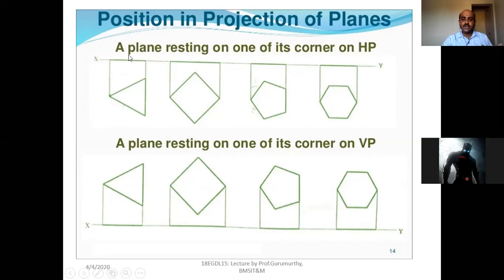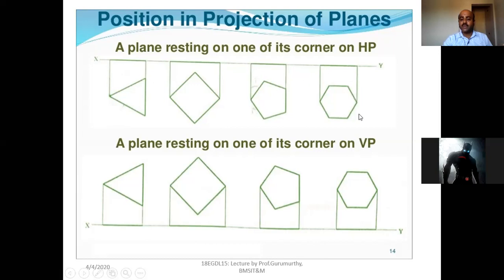This is the initial position of the different lamina which is resting on one of its corners on HP. So when you want to start a projection of planes problem for any of these laminas, this is the initial position. The first position should be like this. Look at the triangular lamina. The corner is coming to your left. When the edge was resting, the edge was to your left. Now, since the corner is resting, the corner should be on your left. Similarly, in the case of a square, the corner is resting, whereas previously the edge was resting. Similarly, look at the pentagon, the corner is coming to your left.